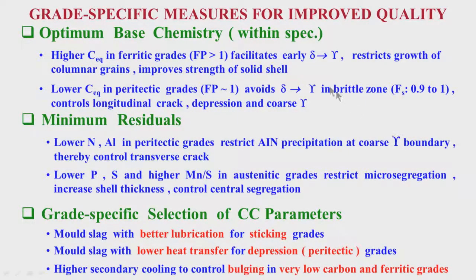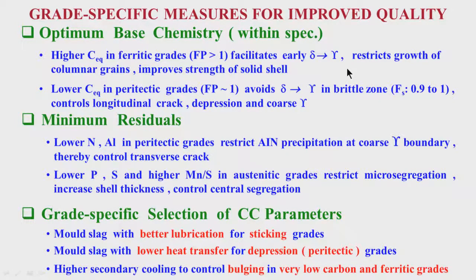When we are talking of optimum base chemistry, then what we are telling is the higher carbon equivalent in ferritic grades. That means grades like, say, 0.03% carbon, or silicon steel, or 430 stainless steel. These are ferritic solidification. So what happens in ferritic solidification? Solidification is totally through ferritic mode.